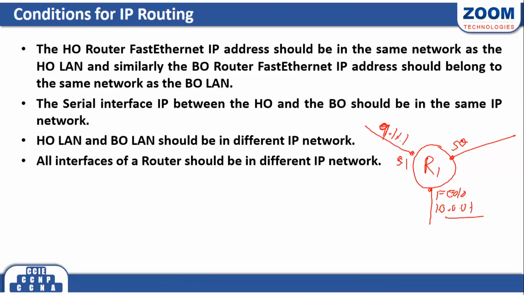Because how many interfaces are on the router? Three interfaces, so all three should be in different networks. If you have five interfaces, all five should be in different networks. So here you can go with 8.1.1.1. So this is condition number 4: all interfaces of a router should be in different IP networks.